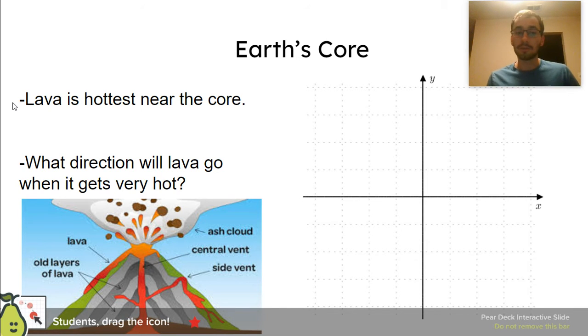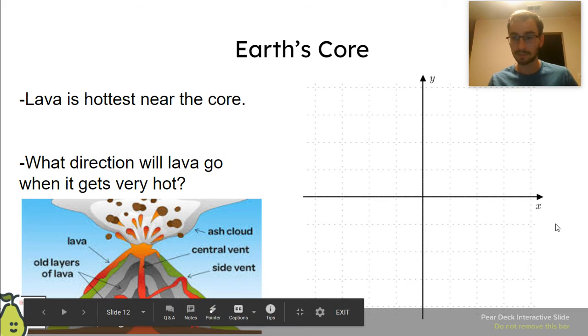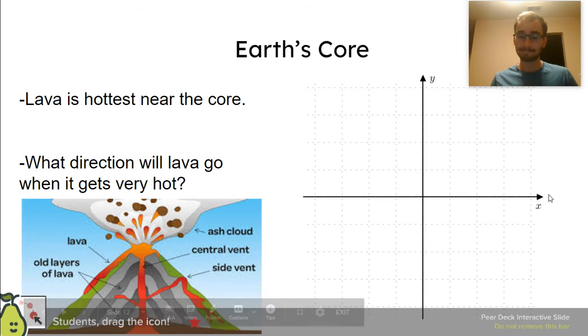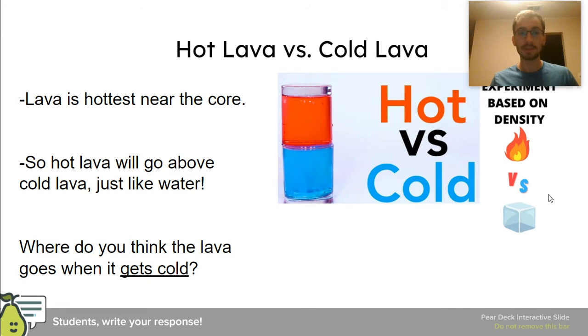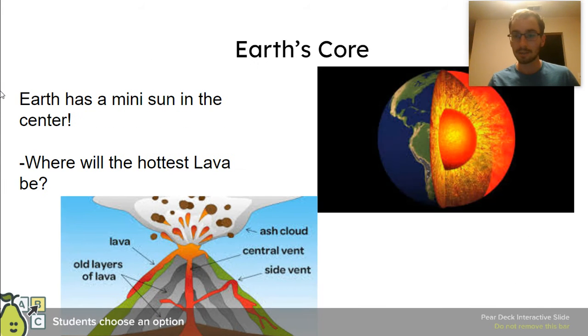What direction will lava go when it gets hot? Will it go up, down, left, or right? What do you think? You should remember, hot lava will go above cold lava. Just like water, liquids that are hotter will go up. Okay? So the lava will go up when it gets hot. What will happen to the lava when it gets cold?